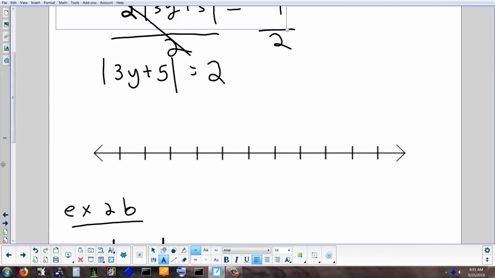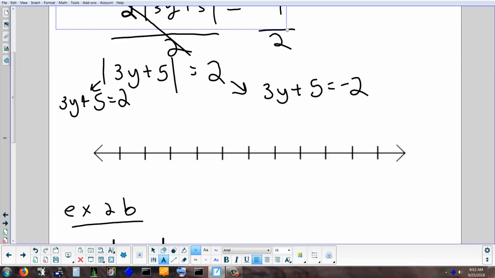My first equation will be what? 3y plus 5 equals 2. I know I sound like a broken record. First one, no bars. Everything else stays the same. How about Melanie? What's my second one going to be? 3y plus 5 equals -2.